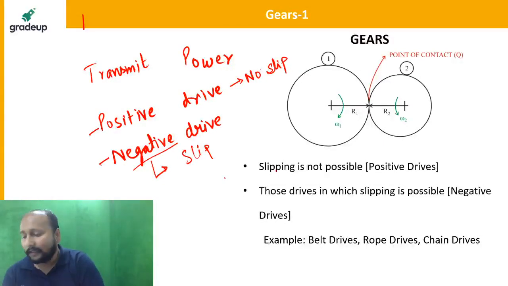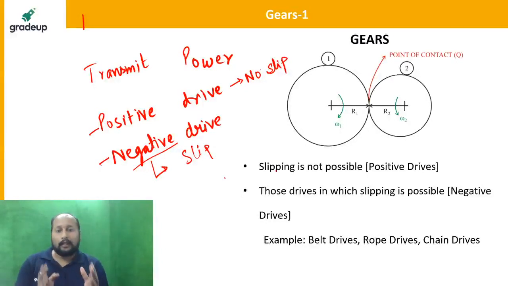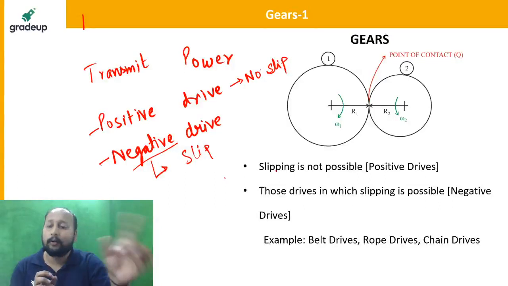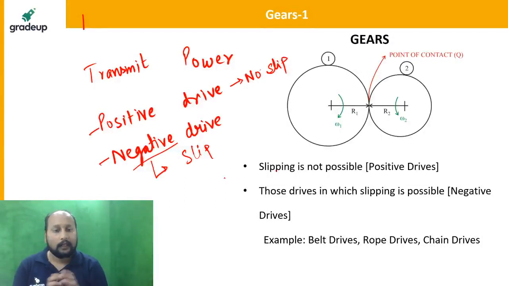Now, can anyone give me an example? What is the example of a negative drive, where slip is provided, or where there is positive or negative slip? It is basically, as you all know, belt drives, rope drives, chain drives. These are those power transmission media where slip is provided, or there is slip in the power transmission. Is that clear? I've given you some examples: belt drives, rope drives, and chain drives also. These are all examples of a negative drive.